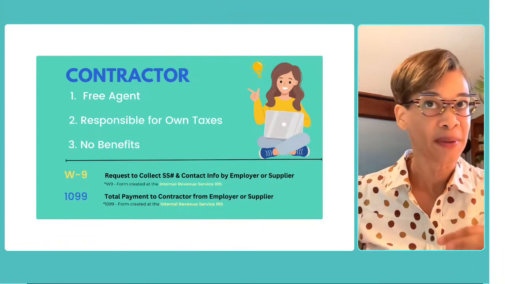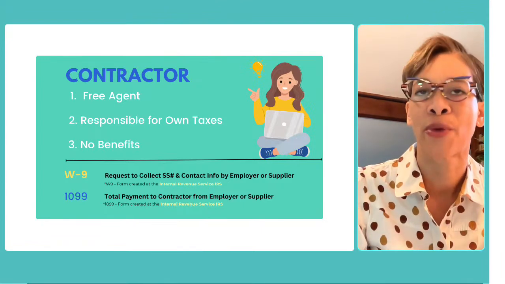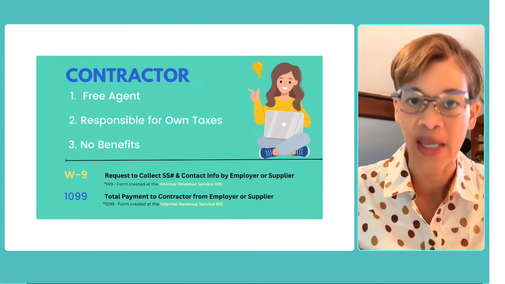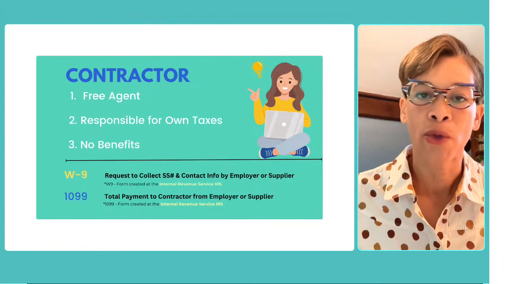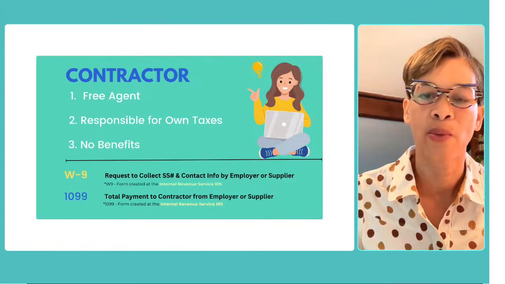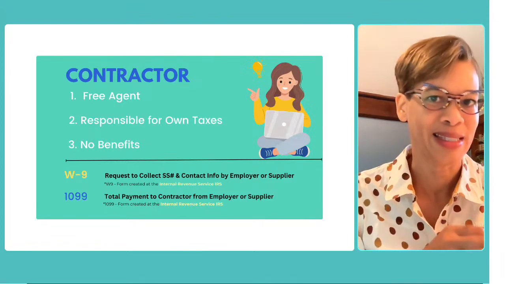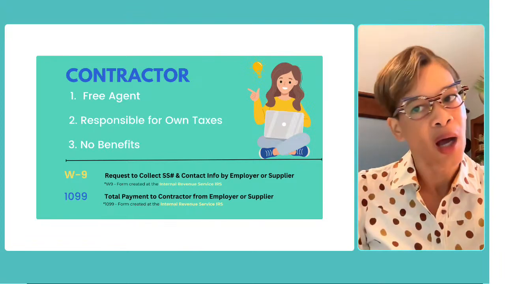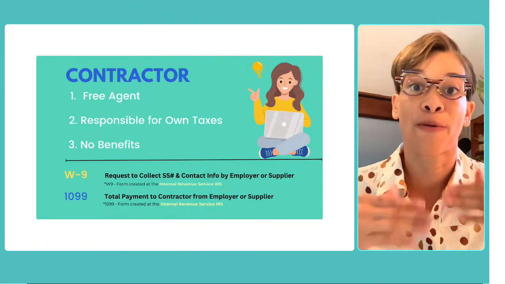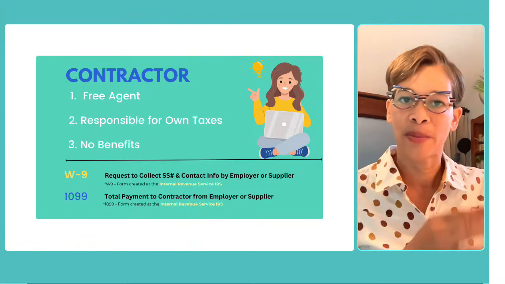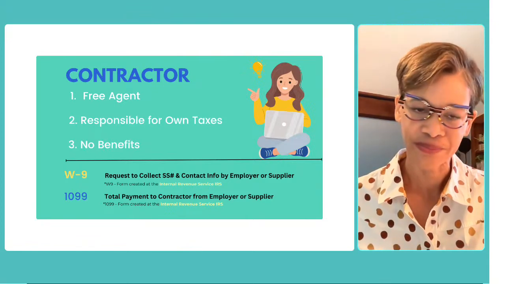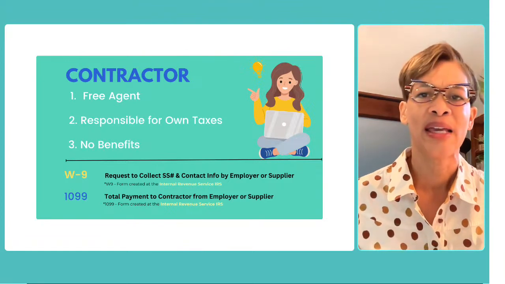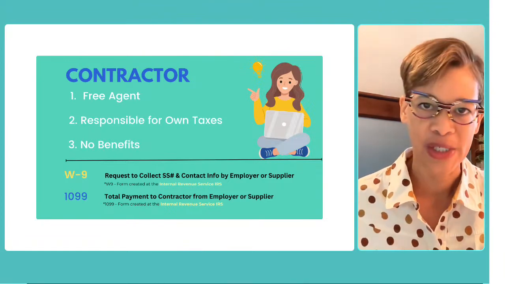Or if you're a company and you're going to provide services to another entity, they'll ask you for your EIN, which is your federal ID number, your employer identification number, which is the equivalent of, if you will, a social security number for your business. So it could be either your EIN or your social security number. So that W-9, it's basically a request for information.